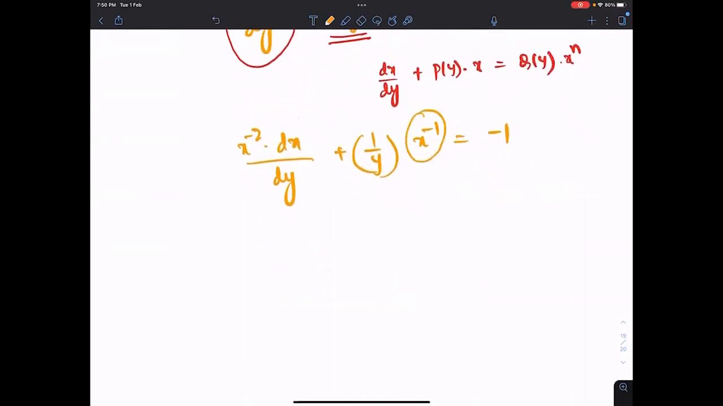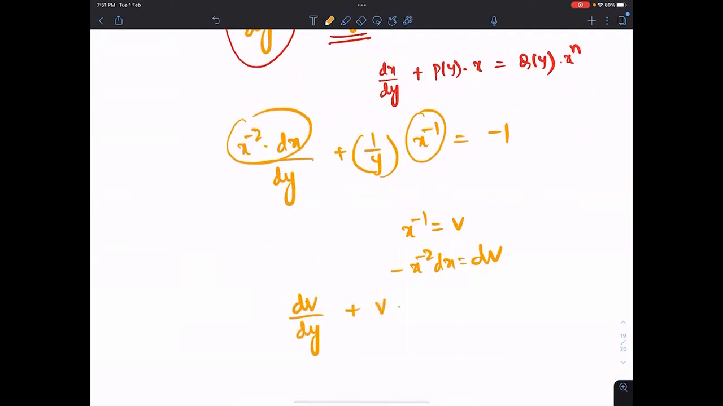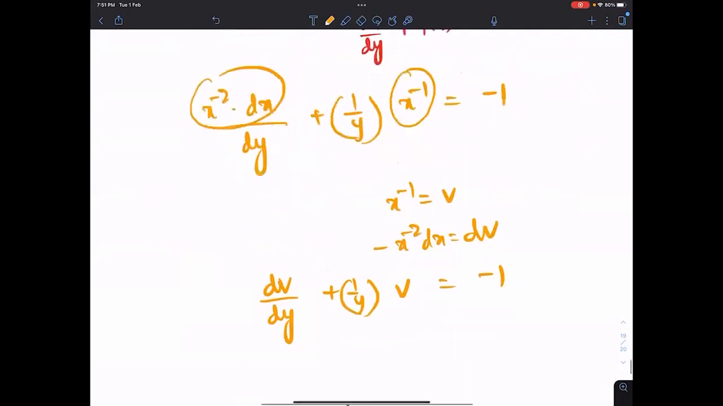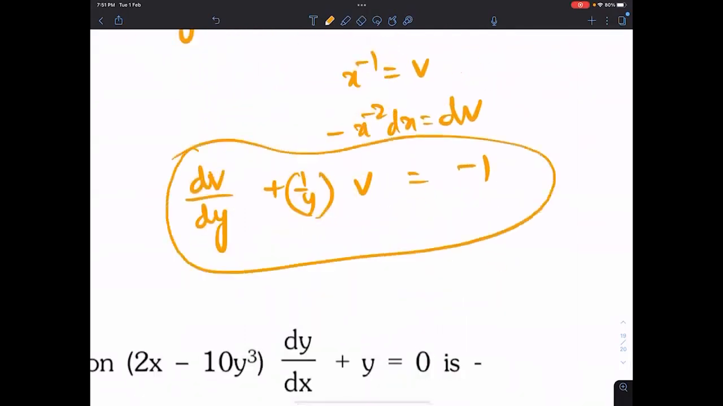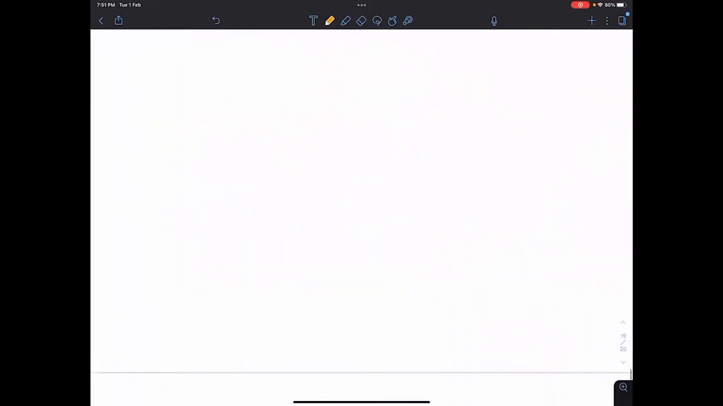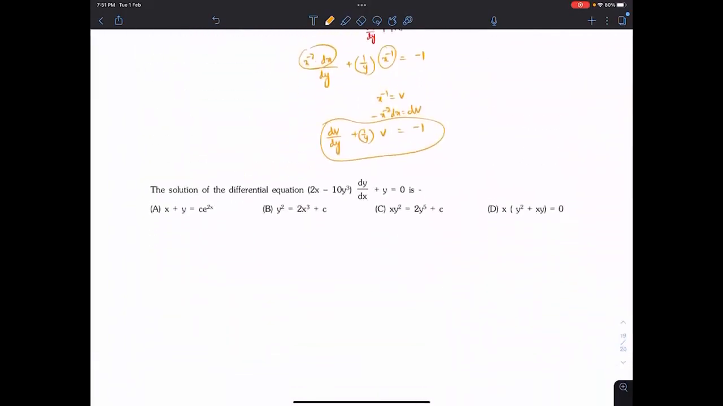Now this thing, x power minus 1, you take as v. You'll get minus of x power minus 2 dx as dv. So this is dv by dy plus, x power minus 1 is v, into 1 by y, is equal to minus 1. Or let me write it as 1 by y into v, standard form. Now, is this an LDE in v or not? You can solve it, no? Like that only. One more question is there. You can take a screenshot.